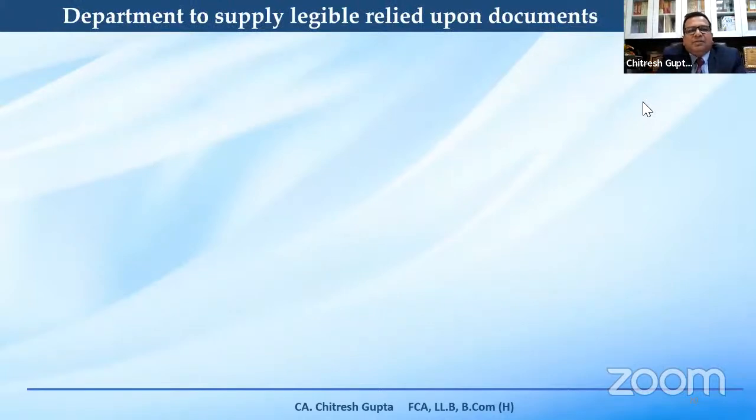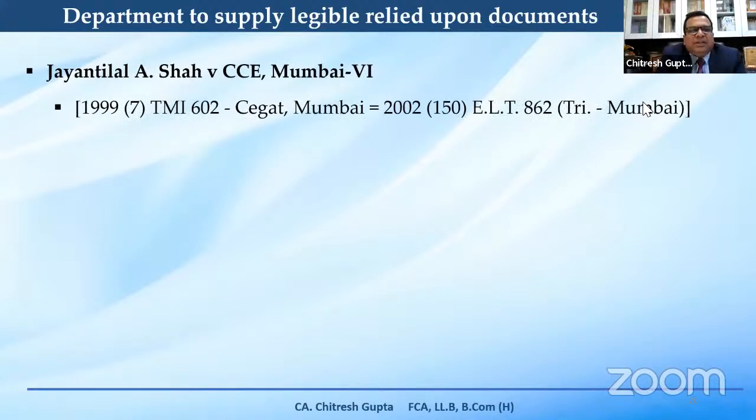Then it is also so that in one of the cases, the department has provided the relied upon documents with the show cause notice, but those relied upon documents were not legible and not readable. Now the question arises whether those relied upon documents which the department has supplied, which are not readable, will be a valid compliance of the law. So in the case of Jayanti Lal A. Shah versus CCE Mumbai, it has been held that the relied upon document should be legible and readable. If the department provides documents which are not readable and not legible, in that case, it cannot be a valid compliance of the law.